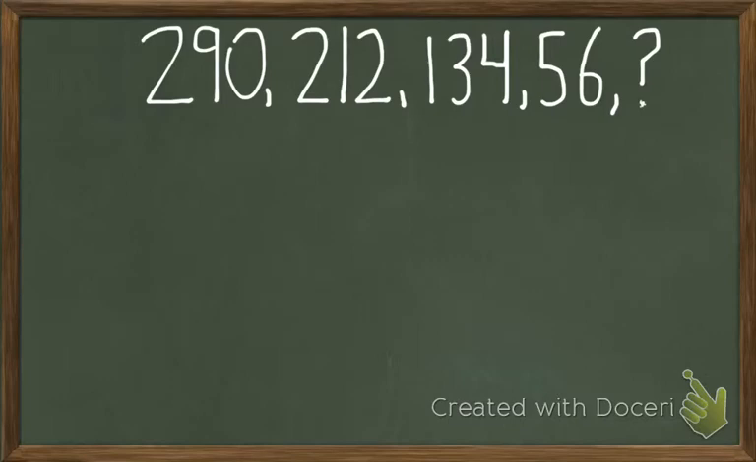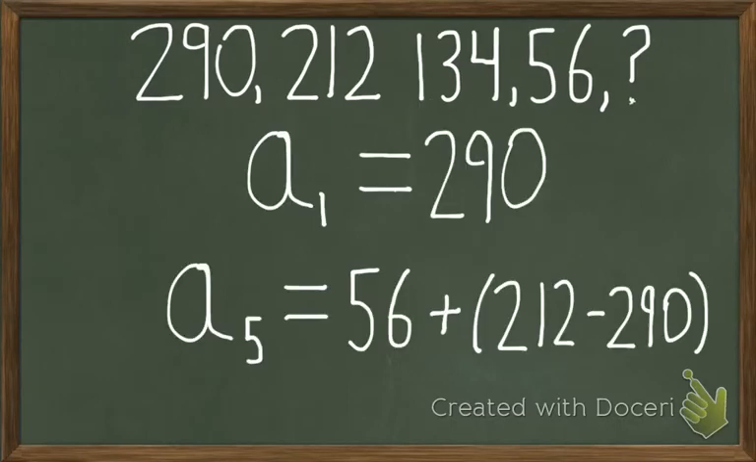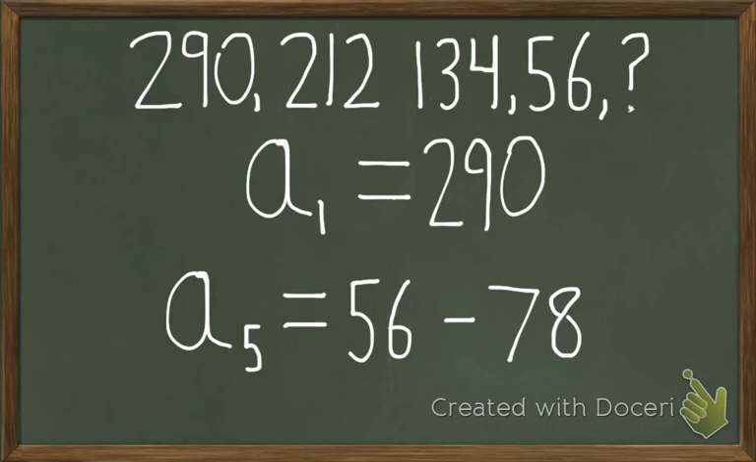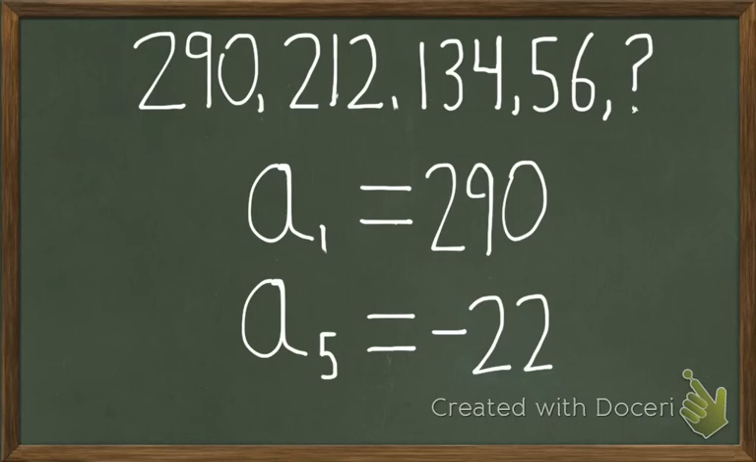So, we have the sequence 290, 212, 134, 56, and we're trying to find the fifth term. First, we have a1 equals 290, which we already know, and then a5, because we're trying to find the fifth term in the sequence, equals 56, because that is a5 minus 1, or a4, the fourth term, plus 212 minus 290, because that's d. Finally, once you simplify it all down, you get a5 equals 56 minus 78, and once you solve for that, you find that a5 equals negative 22.